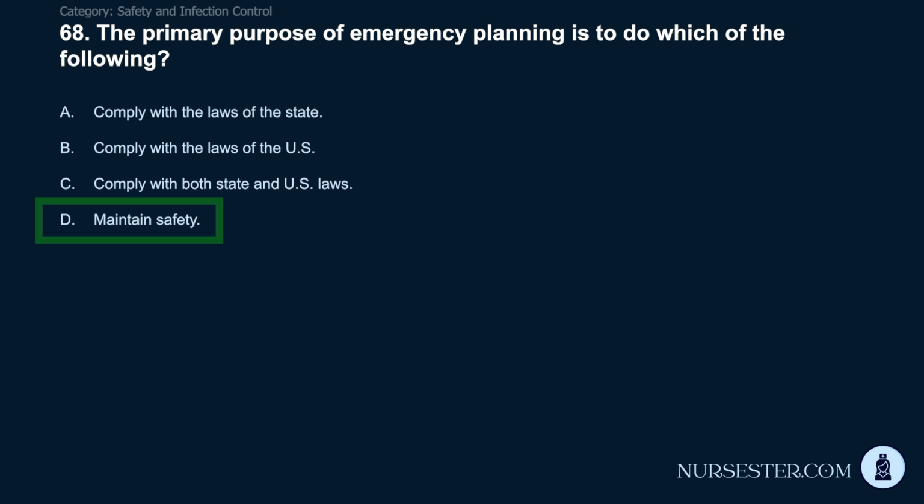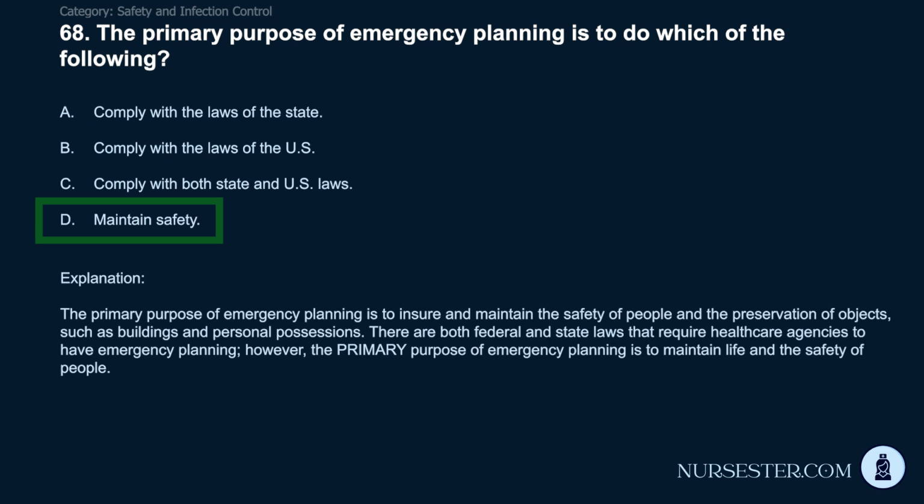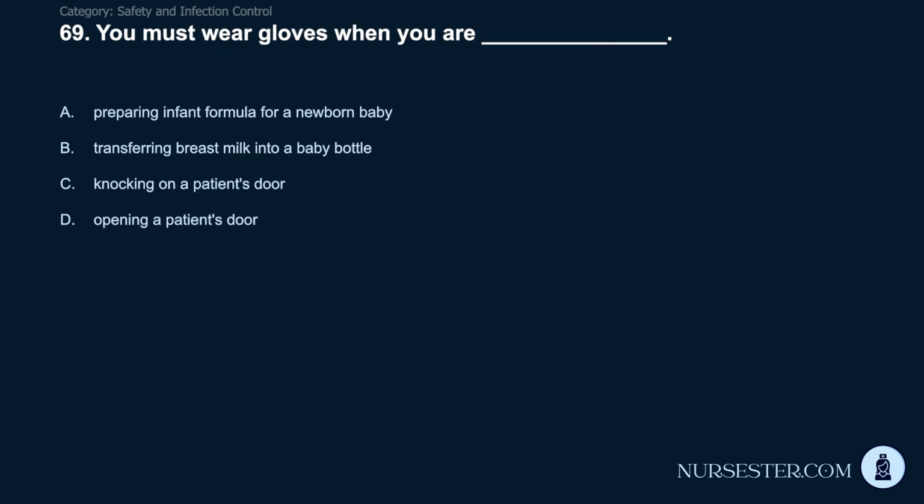Maintain safety. The primary purpose of emergency planning is to ensure and maintain the safety of people and the preservation of objects, such as buildings and personal possessions. There are both federal and state laws that require healthcare agencies to have emergency planning. However, the primary purpose of emergency planning is to maintain life and the safety of people.